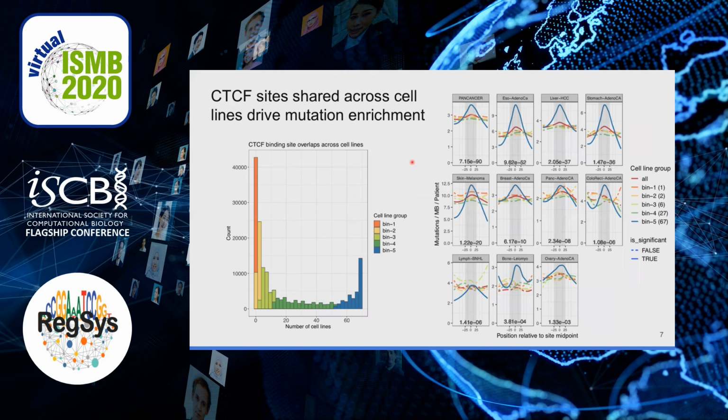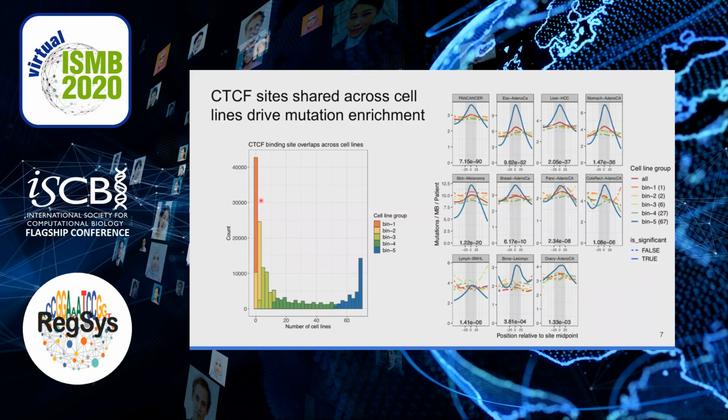And so in the previous slide, we looked at how various types of mutations accumulated within all CTCF binding sites. But we can also easily look at how mutation patterns accumulate across subdivisions of sites. For example, we were interested in the relation between mutation rates and CTCF binding site conservation.